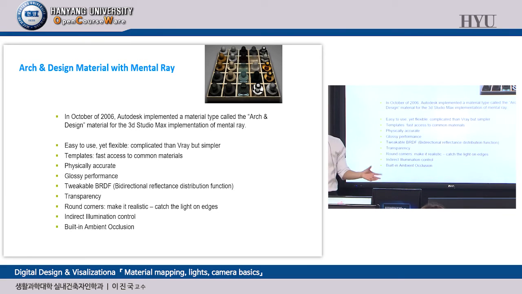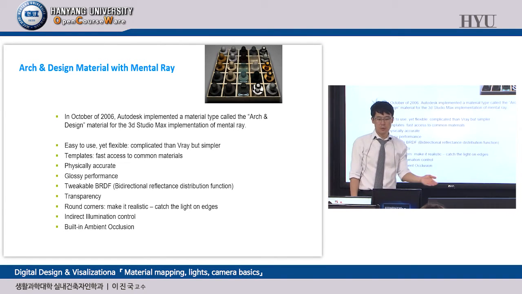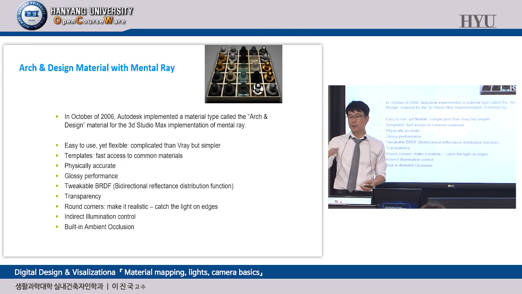You can change some options. Physically accurate, glossy performance, tweakable BRDF, transparency, round corners. This means that even if you have a very sharp edge corner, in the real world there is no very sharp corner edge. You don't need to make it round in geometry. If you use mental ray, you can check the round corner option, and then your render output is going to have round corners, something very realistic, like a real world object. You don't need to change geometry, just one of the functions of mental ray.